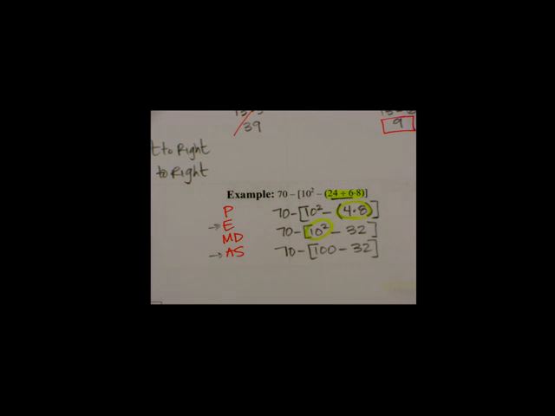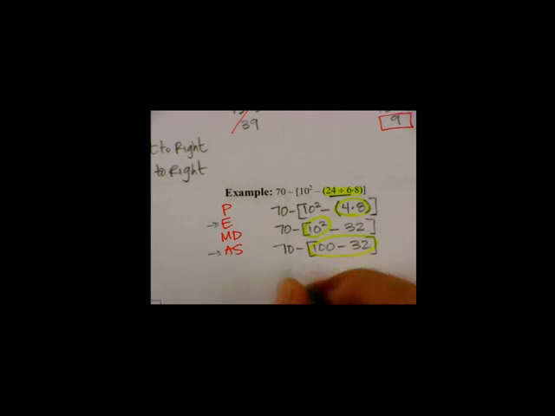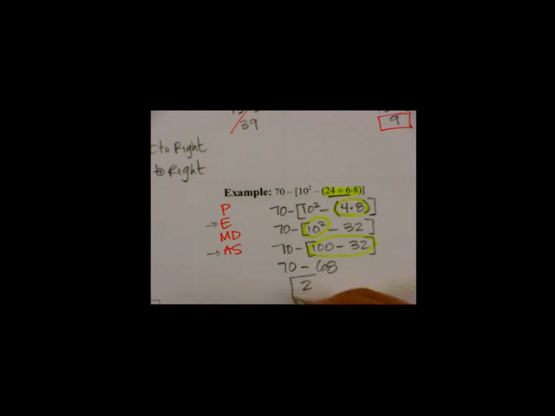Do I have parentheses? Yes, I do. Now, inside my parentheses, I only have that one operation left. I have subtraction, so I can do that. 100 minus 32 is 68. Once the inside is simplified completely, you don't really need the parentheses anymore. And then the very last thing, 70 minus 68 is 2.